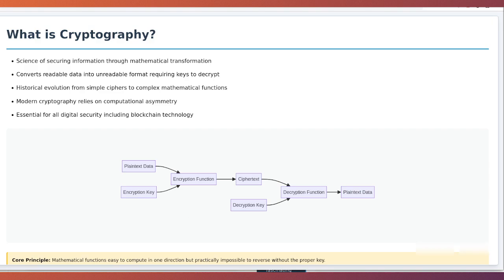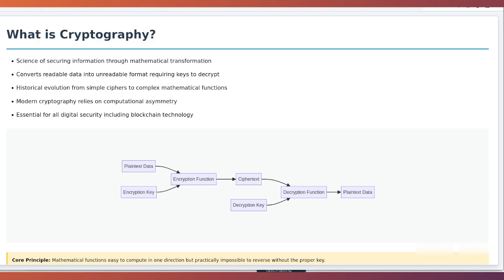What is cryptography? Before we jump into blockchain-specific cryptography, let's establish what cryptography actually is. At its most basic level, cryptography is the science of securing information by transforming it into an unreadable format that can only be converted back to a readable format by someone who has the correct key. The word cryptography comes from a Greek word meaning hidden writing.